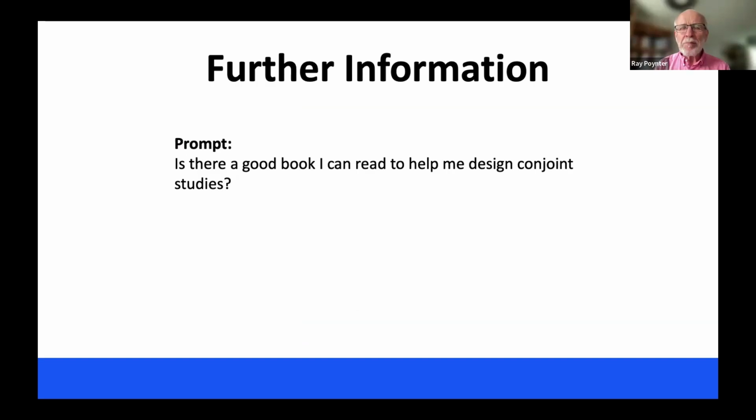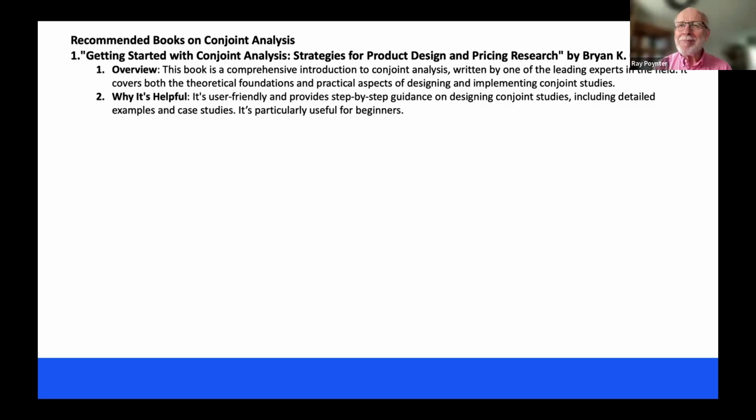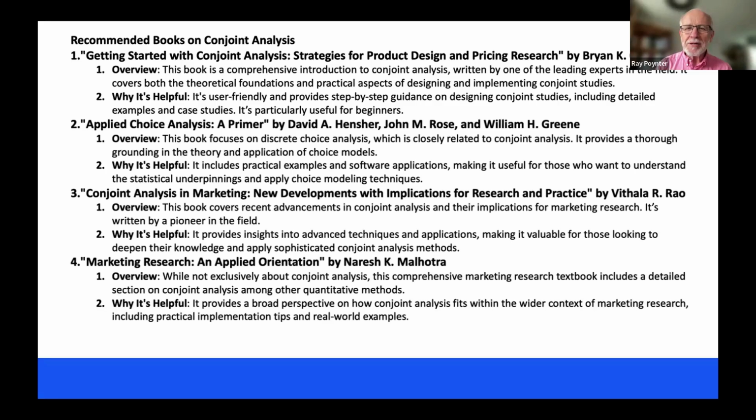So here is an example of one of the problems. At the end of that section on Conjoint earlier, when I was preparing it, I said, is there a good book I can read to help me design conjoint studies? And it came back with the book by Brian Ormes. I'm sure we're all very happy with that. And it came back with 3 other books. But I did what I normally do, which is I check that the books are there. This book doesn't exist.